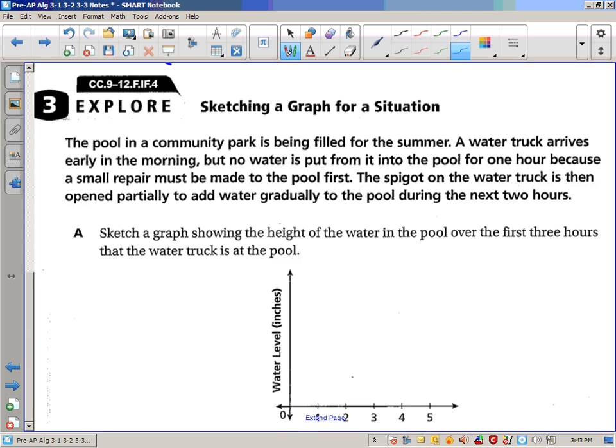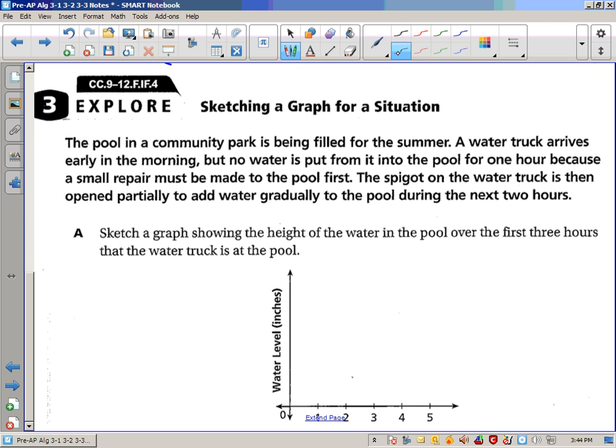Now let's see about sketching a graph from a situation. It says a pool in a community park is being filled for the summer. A water truck arrives early in the morning, but no water is put from it into the pool for 1 hour because a small repair must be made to the pool first. The spigot on the water truck is then opened partially to add water gradually to the pool during the next 2 hours. So we're supposed to sketch a graph showing the height of the water in the pool over the first 3 hours that the water truck is at the pool.